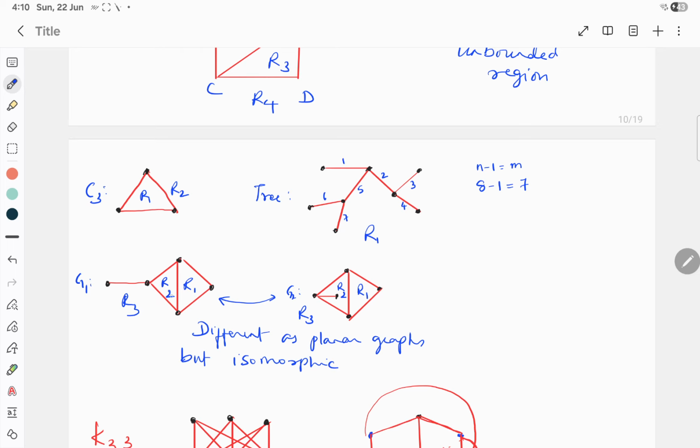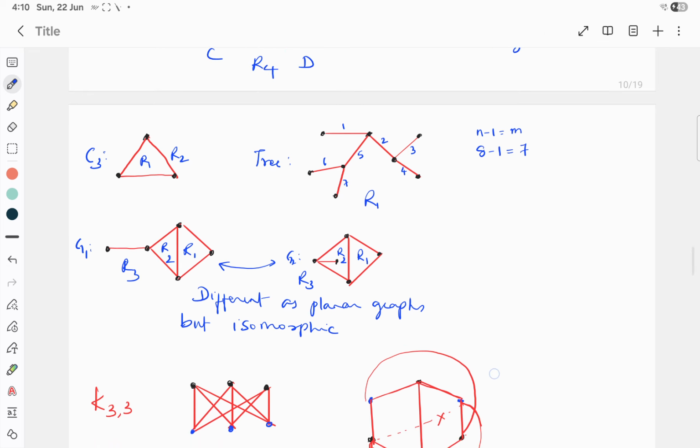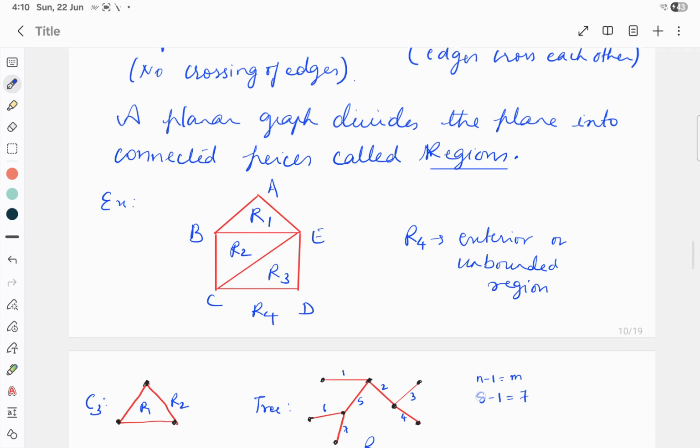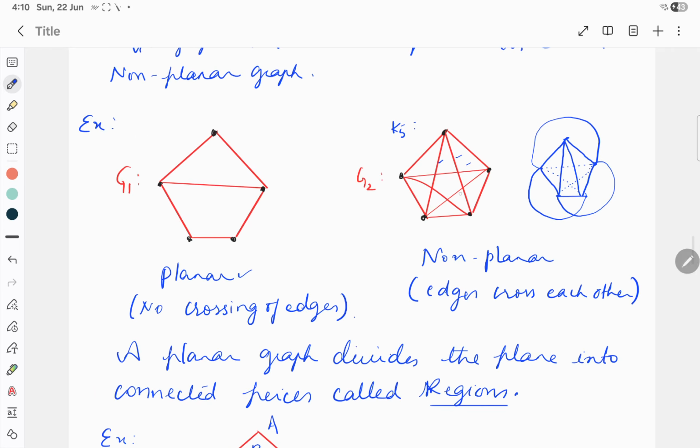But if you see the regions between the graphs G1 and G2, there is a difference. So we can say that they are different as planar graphs, but they are isomorphic. Both are planar graphs, but they differ by the regions, but they are isomorphic. Okay, so we have seen that K5, the complete graph with 5 vertices, is a non-planar graph.